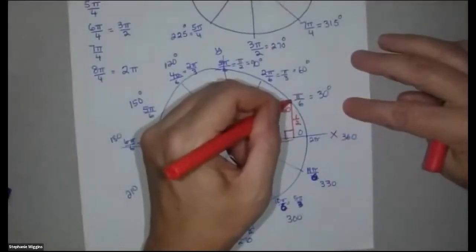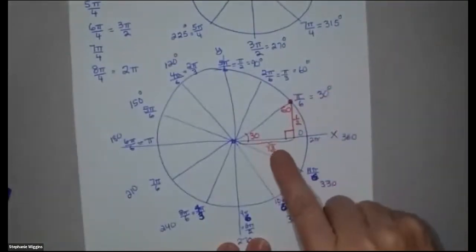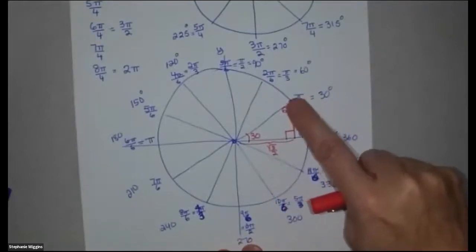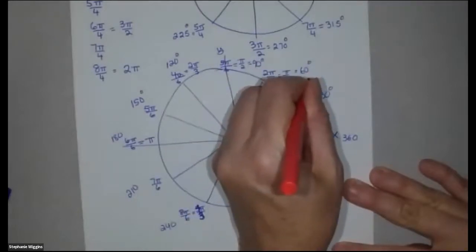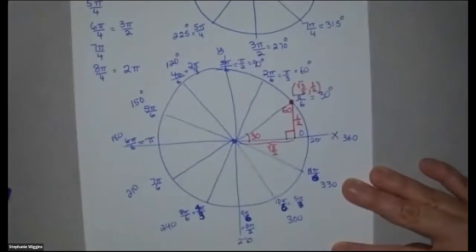Well, that enables me to fill in. This is the y value. 1/2 is the y value. Square root of 3 over 2 is the x value for this point right there. Okay, so I can write that in as square root of 3 over 2, 1/2, like that.